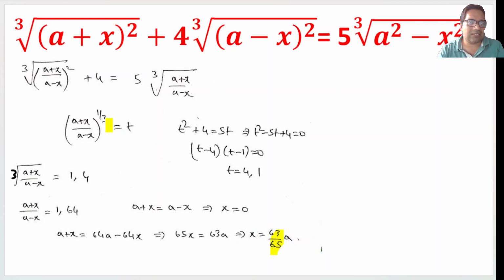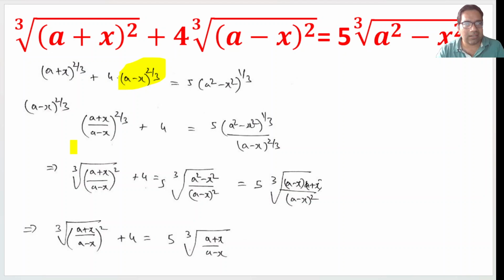The trick here is to identify the link between a plus x, a minus x, and a square minus x square, and then figuring out to divide by (a minus x) whole power 2 by 3, and once it is simplified, just solving the quadratic equation.